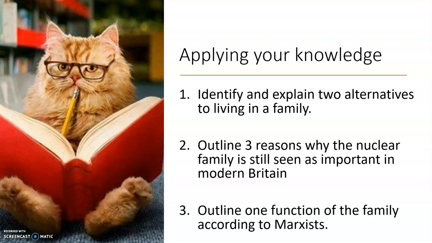Identify and explain 2 alternatives to living in the family. Again, look at your bullet points, think, right, what could I use as my examples there? Outline 3 reasons why the nuclear family is still important. Again, this is revisiting stuff that we've already done. And outline 1 function of the family according to Marxists. Again, look back. From last year, you would have a big A3 sheet with lots of different sections on it. That would be your functions of the family for Marxism.